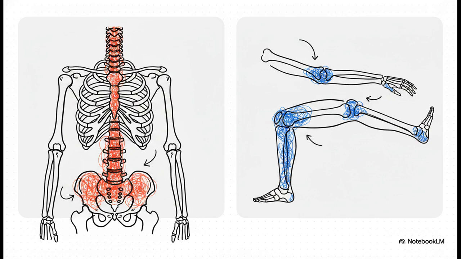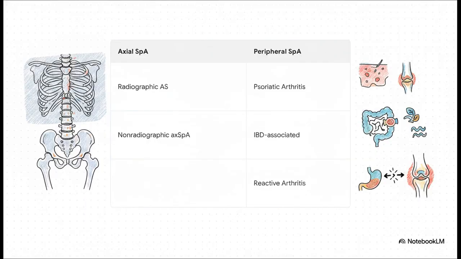Now on the flip side, we have peripheral spondyloarthritis. This side focuses its inflammatory attack outward onto the limbs, the digits, and importantly, the entheses. For a quick refresher, the entheses are the precise points where your tendons and ligaments attach directly to the bone. Building on that anatomical split, distinct conditions fall neatly under these two clinical umbrellas.